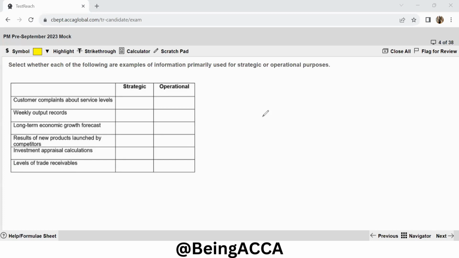So these are day-to-day problems. These are primarily not related to your long-term decisions. So let's first have a look. Customer complaints about service levels. So this is definitely operational in the shorter term. Then we have weekly output records. This is also operational, because this is again day to day.